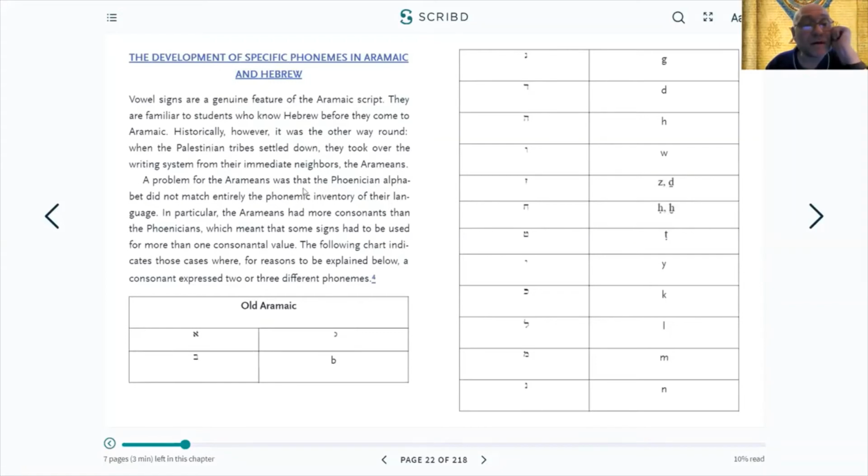A problem for the Arameans was that the Phoenician alphabet did not match entirely the phonemic inventory of their language. In other words, they had some sounds they didn't have letters to match with. In particular, the Arameans had more consonants than the Phoenicians, which meant that some signs had to be used for more than one consonantal value. The following chart indicates these cases where, for reasons to be explained below, a consonant expressed two or three different phonemes. Okay, so Old Aramaic, this is the regular script here, Aleph, Bet.